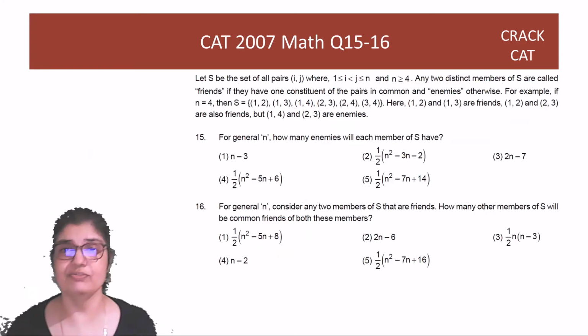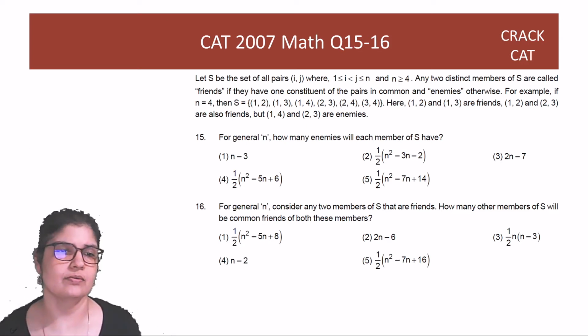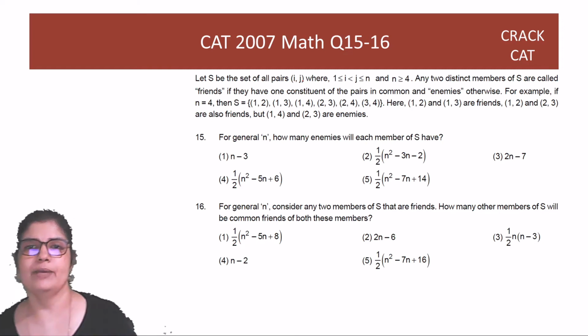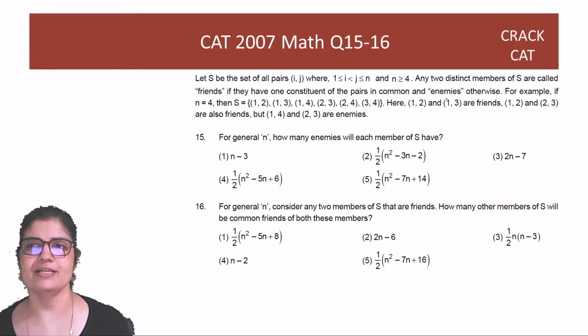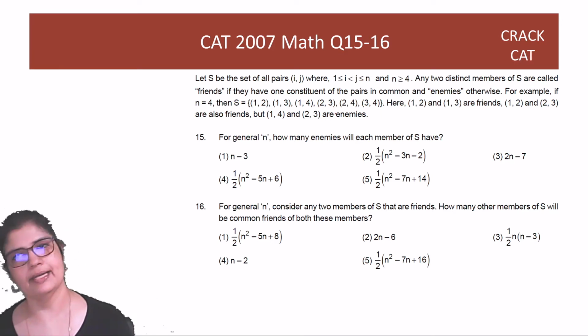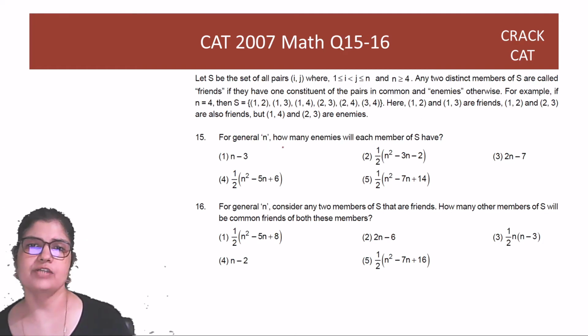Great. Let's look at the 15th and the 16th. So let S be the set of all pairs, right? So S is only pairs. Any two distinct members of S are called friends if they have one constituent in common. Otherwise, they are called enemies. Okay. Here 1 and 2 are friends. Blah blah blah. For general N, how many enemies will each member of S have?